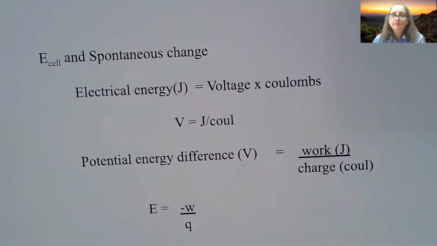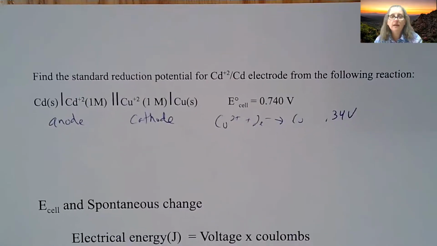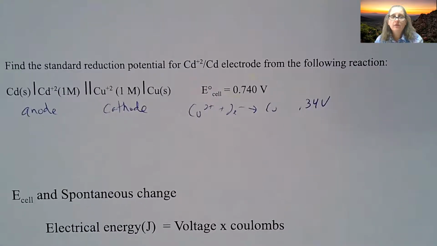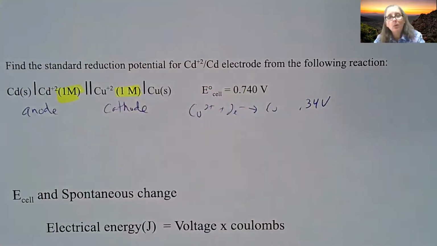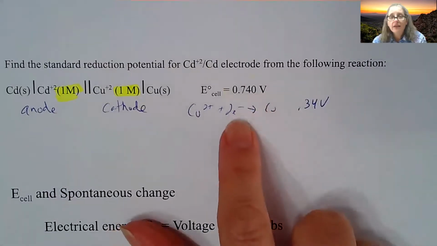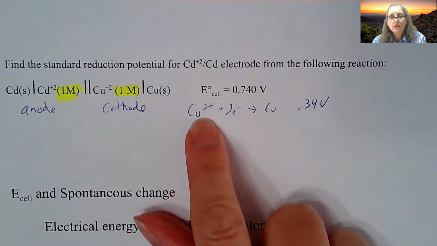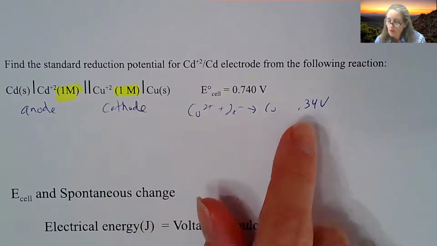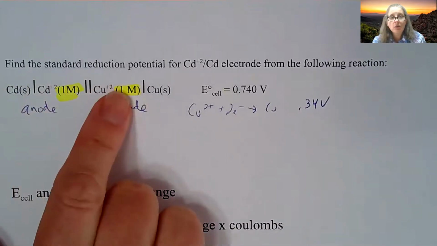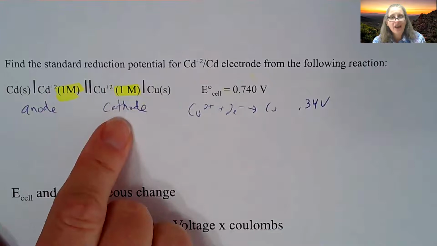All right, so one more problem is this next one. Find the standard reduction potential for the Cd2+ to Cd electrode from the following reaction. I'm showing you this one because they don't give you that reduction table anymore on the AP test. So they might ask you to find one of the electrodes by giving you the whole cell and then giving you one other one. So please write down Cu2+ plus 2 electrons goes to Cu is 0.34 volts. They might give you a line notation like this, and you have to understand that this is your anode and that's your cathode side.